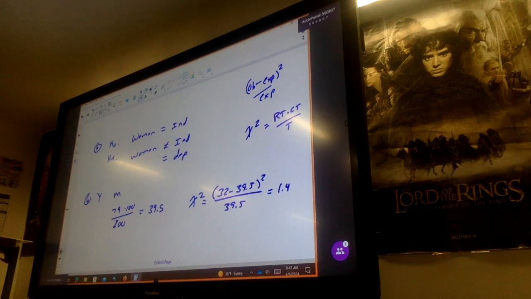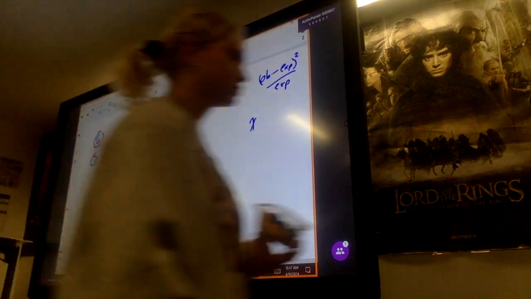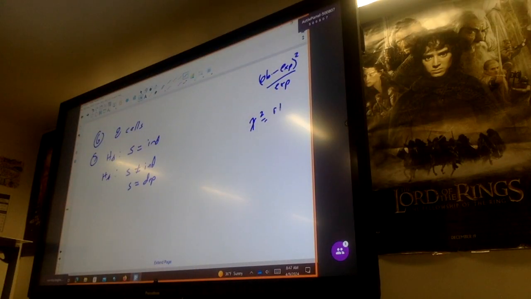Do you want us to do dead or alive for every single one? Yeah. Observed minus expected, quantity squared over expected. And expected is row total times the column total over the total. Okay. I'm gonna copy and paste that.